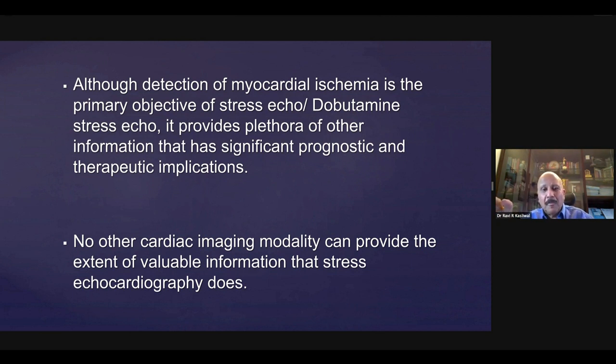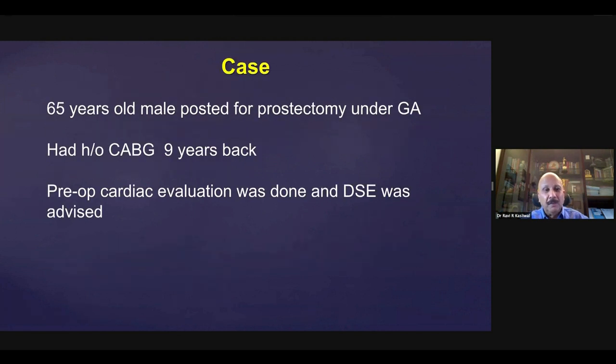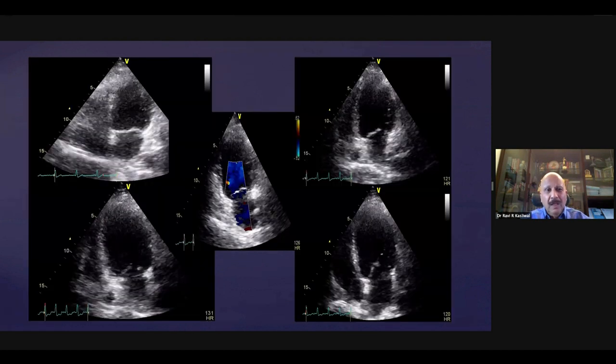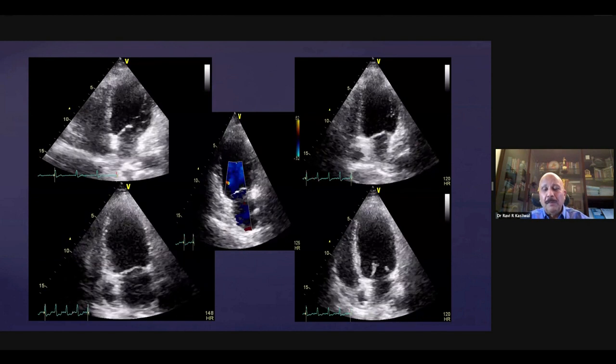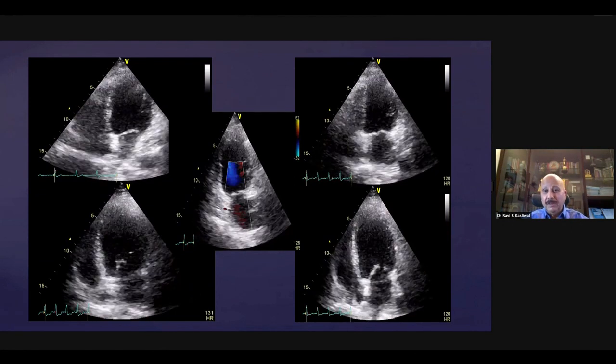I dare say that among the imaging modalities now coming up more and more in our spectrum, no other cardiac imaging modality can provide such a plethora of valuable information as stress echocardiography provides. I'll show you that this gentleman was 65 years old, and he was posted for a prostatectomy. Since he had a CABG, obviously he had to have a stress examination before he went for it. So we did a DSE on this patient, and we found that he not only had wall motion abnormalities, but look at the fact that he also developed mitral regurgitation at peak exercise.